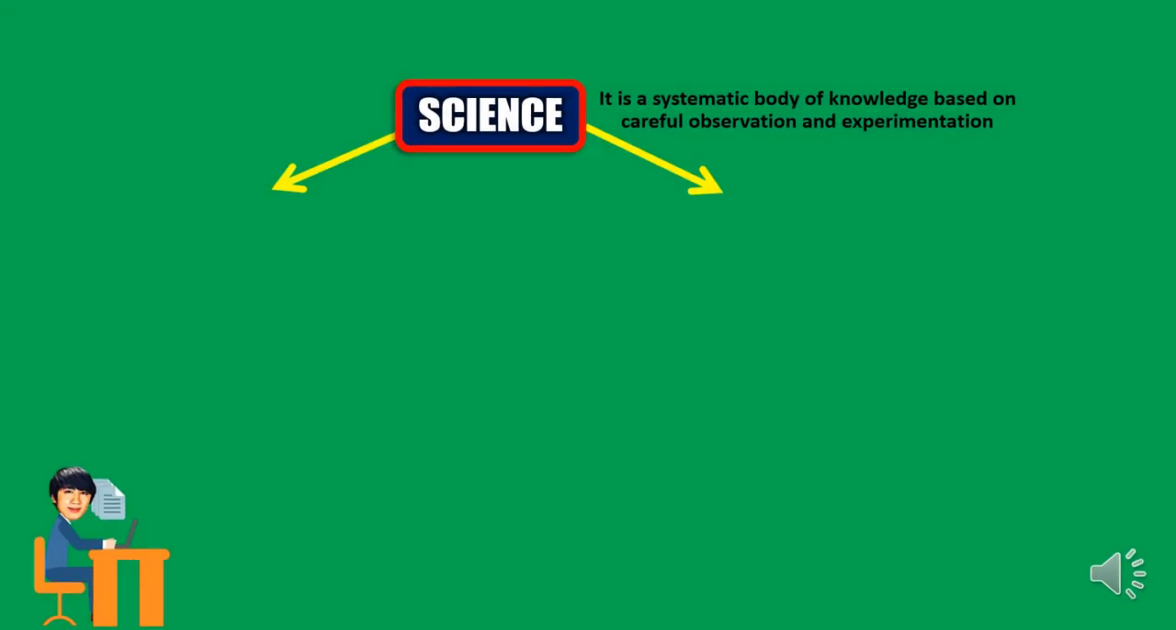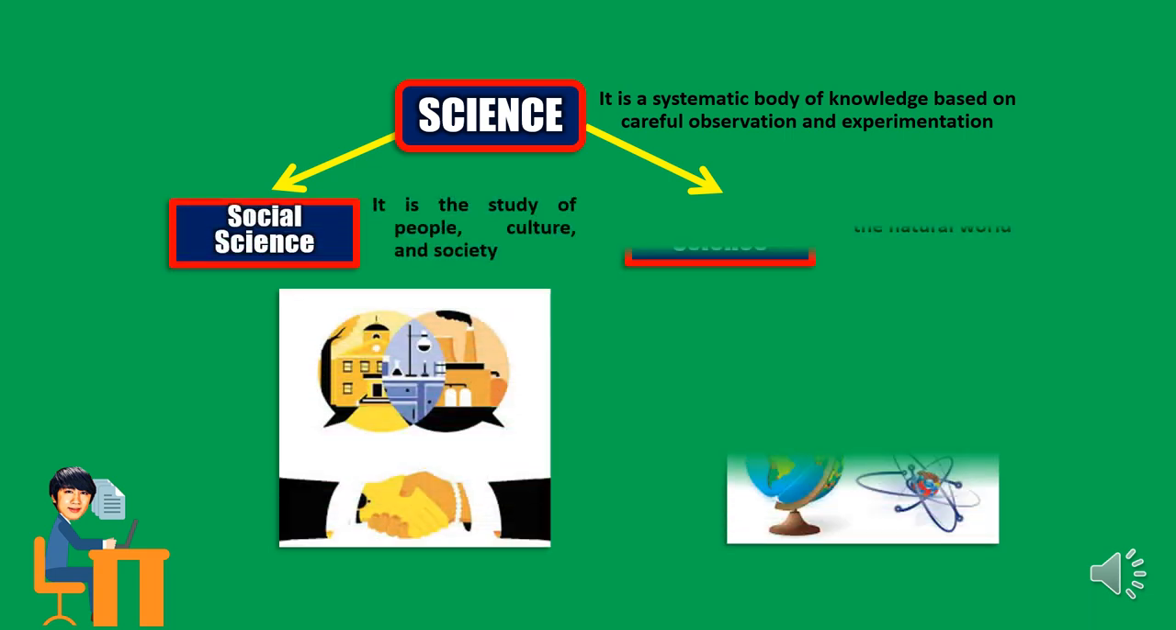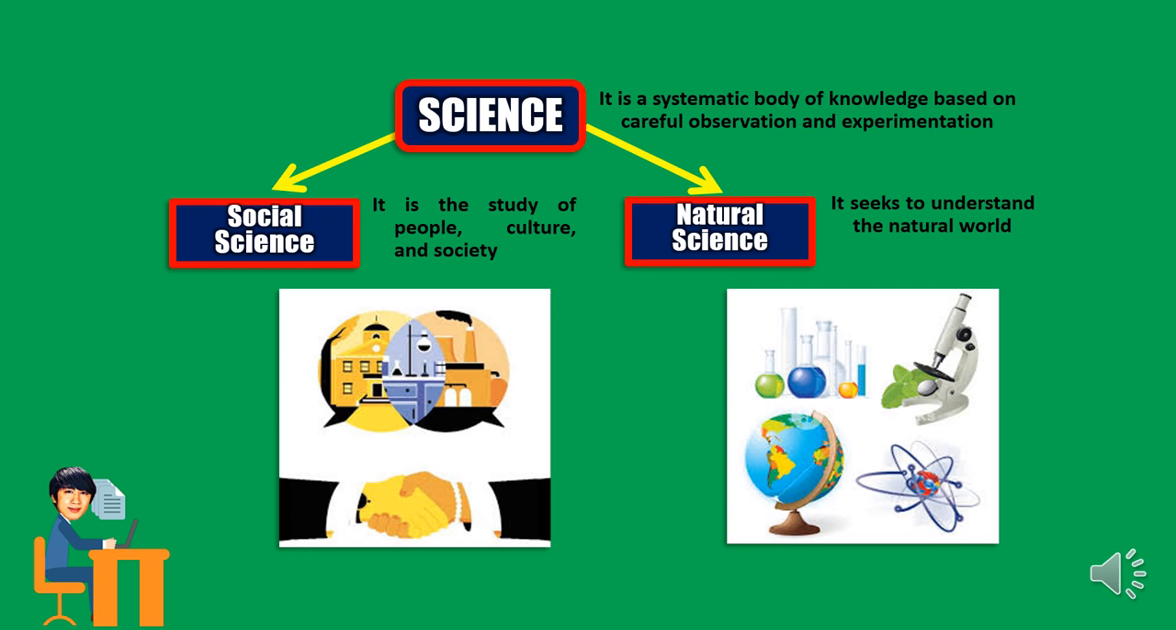Science has two major branches. What are those? You have social science and natural science. Social science refers to the study of people, culture, and society. It's more on social studies. You study people in the community, the culture of people in the society.